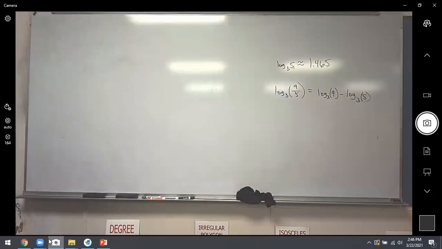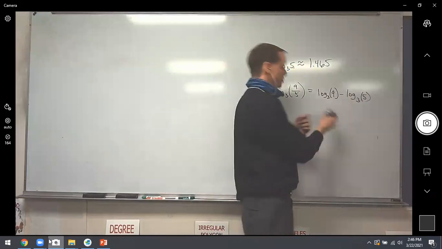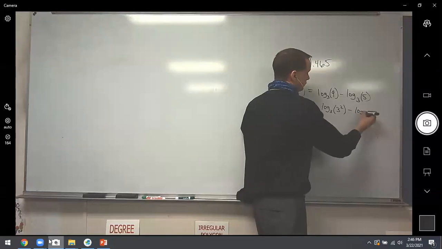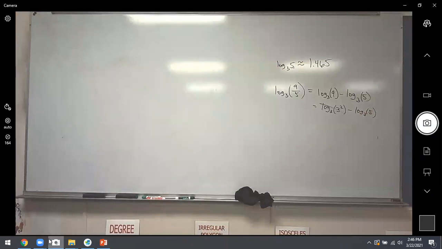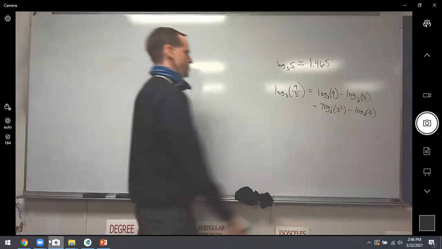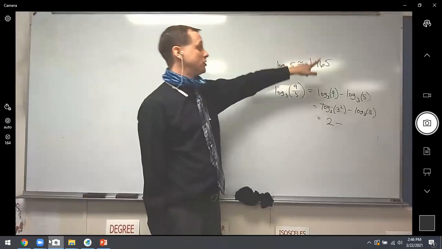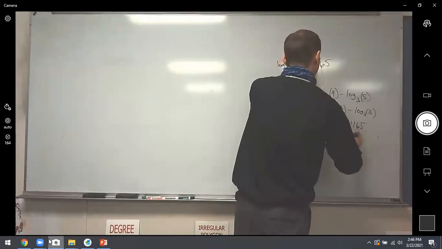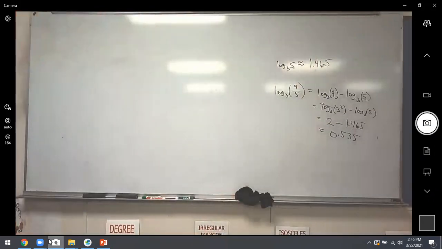I wonder why 9. Why did they choose 9 for this problem when your log has a base of 3? Because it's 3 squared. That's exactly right. So let's rewrite the 9 as a 3 squared. Because then the log base 3 and the base 3 will cancel out, leaving me with just the exponent 2. So I have 2 minus the log base 3 of 5, which they told me was about 1.465, which gives me, when you subtract it, about 0.535 as my final answer.